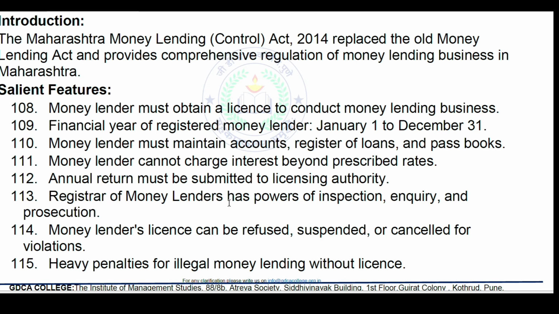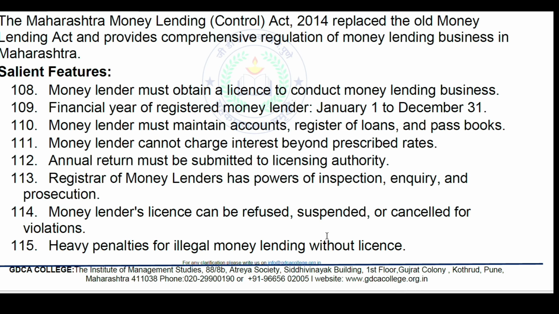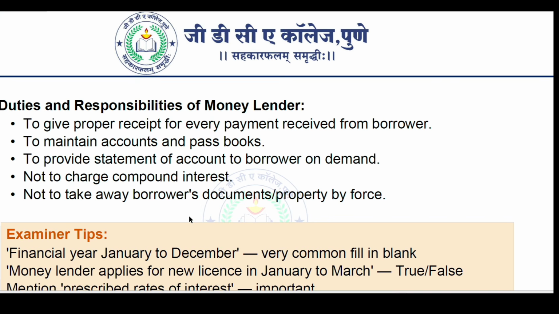The Registrar of money lenders has power of inspection, inquiry, and prosecution. A money lender's license can be refused, suspended, or cancelled for violations of the rules or the Act. There are heavy penalties for illegal money lending without licenses.